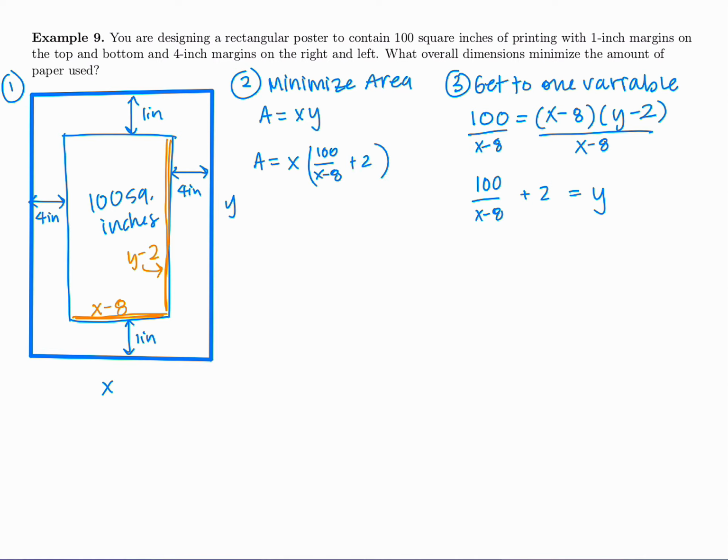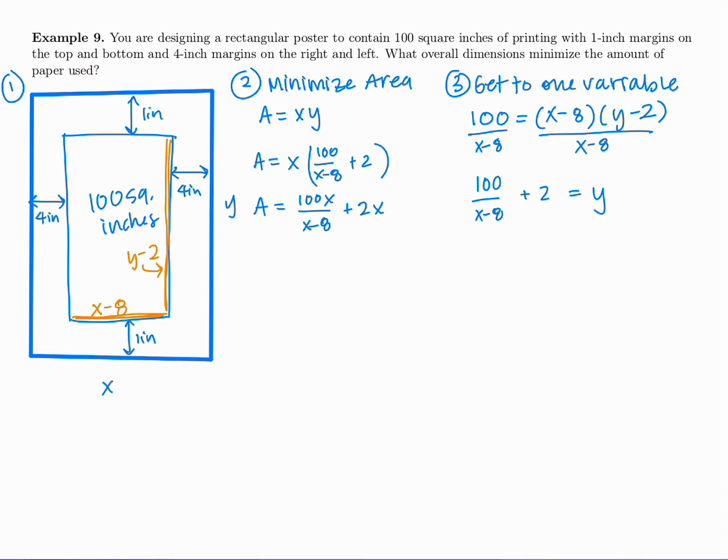Okay. And I'm going to take a derivative of this in a minute rather than doing the product rule. If I leave it like it is, I have to do a product, and inside the product, that one's going to need a quotient. That sounds kind of like a mess. So I'm going to multiply, and I get 100x over x minus 8 plus 2x. And that looks a little bit better to differentiate.